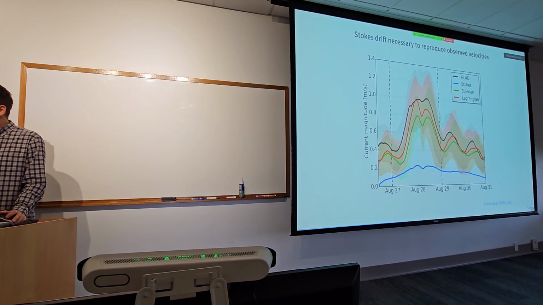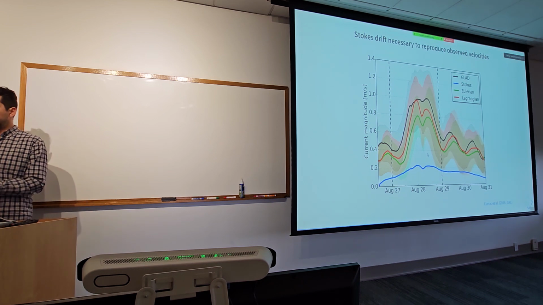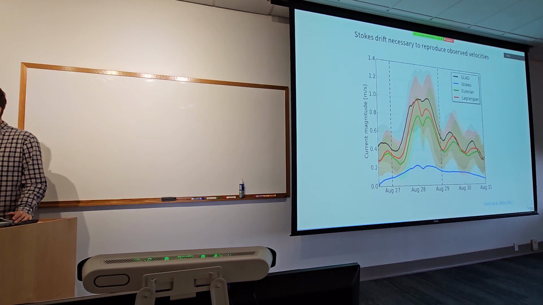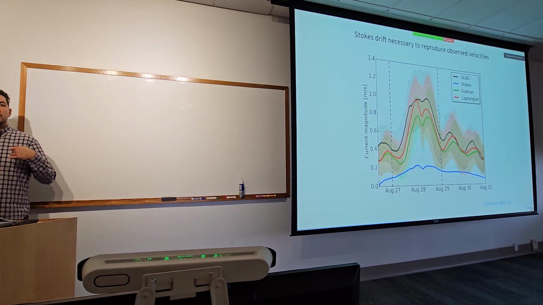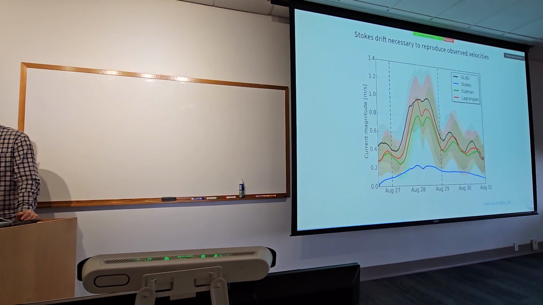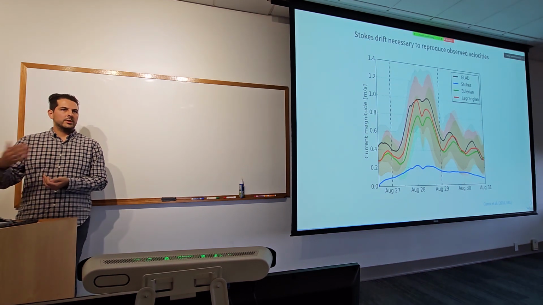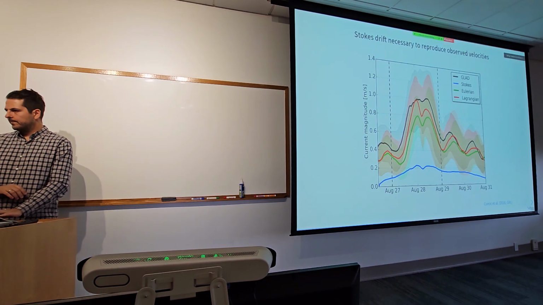And this is the averaged velocity over the entire drifter set. So black is observed again, and red is the modeled velocity with contributions of waves. And you see that Stokes drift accounts for up to about 20% of the ocean velocities in very high winds.